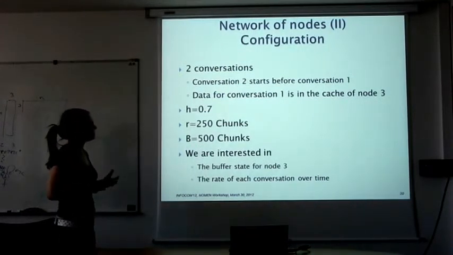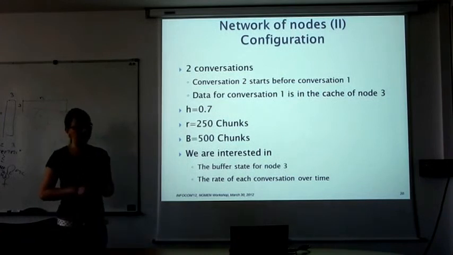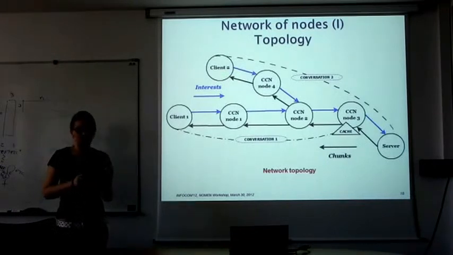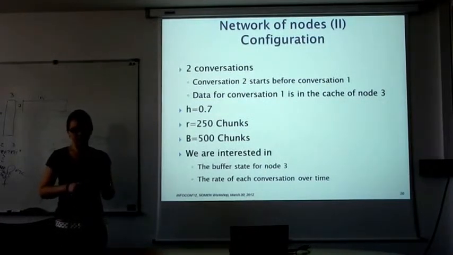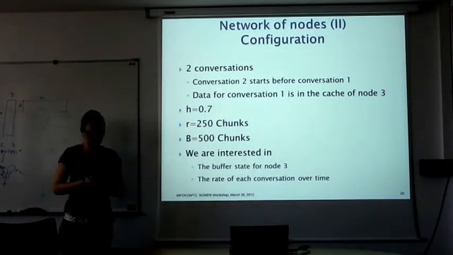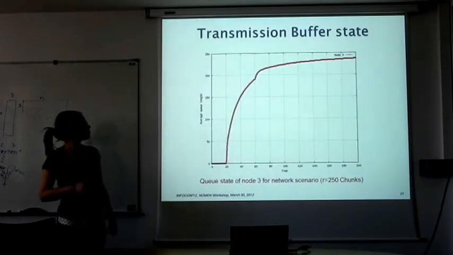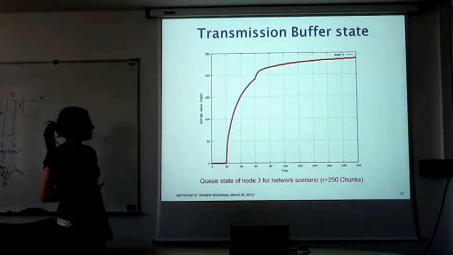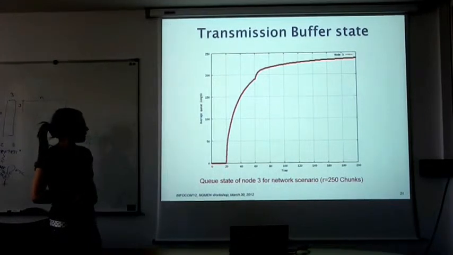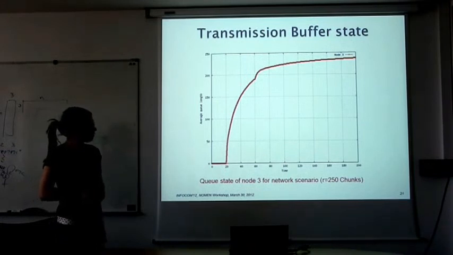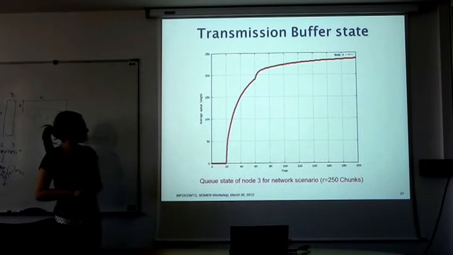In order to study this scenario better, conversation 2 starts before conversation 1. Then for some time we have two conversations at the same time, and then conversation 2 becomes inactive. What will happen? This figure illustrates the average queue length as a function of time. We can see that the queue is empty until conversation 1 starts. Then the queue starts to fill up and converge to the objective.